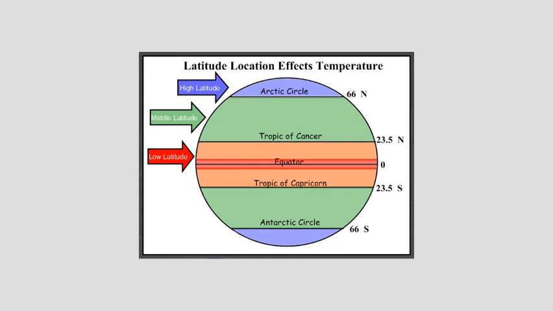As we move beyond, between the Tropic of Cancer and the Arctic Circle, we have the north temperate zone where the rays are slightly slanting. Similarly, between the Tropic of Capricorn and the Antarctic Circle, we have the south temperate zone. Here also the rays of the sun are slanting, and so these are moderate zones, neither very hot nor very cold.